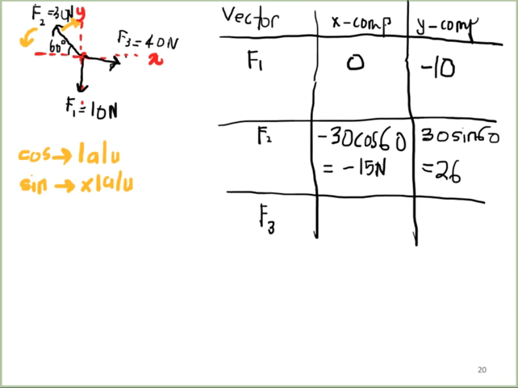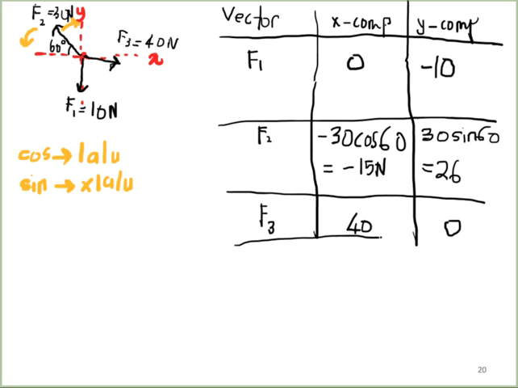Now look at F3. F3 lies solely on the x-axis. The direction is to the right. So F3 in the x component, because the direction is to the right, will be positive and the amount is 40. We don't resolve this because it lies solely on the x-axis. For the y component, it will be 0.